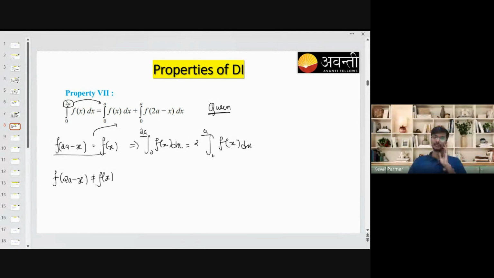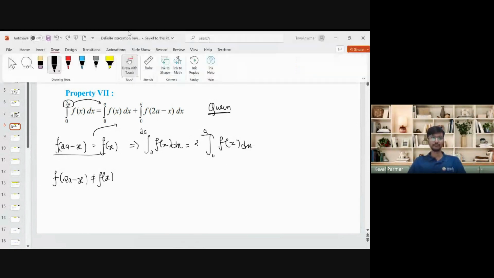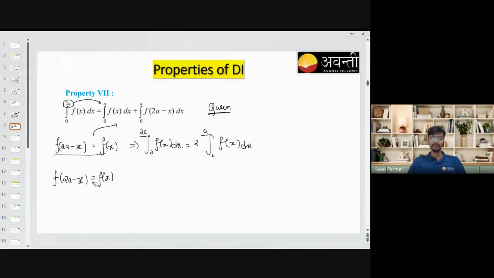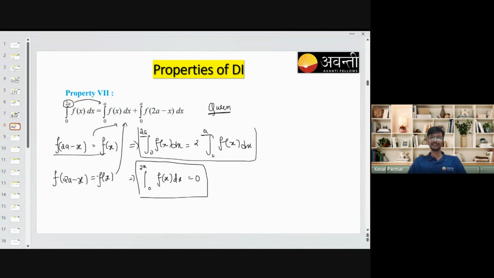And if this is equal to minus f of x, then again substitute here. So we'll get the integration from 0 to 2a of f of x dx equals 0. So these are the results of Queen. First, we need to check these two conditions and then apply.